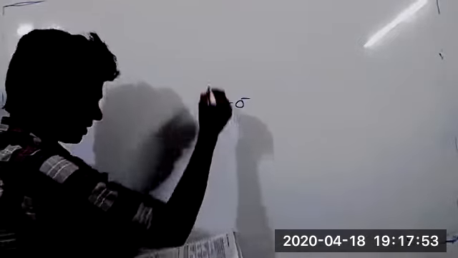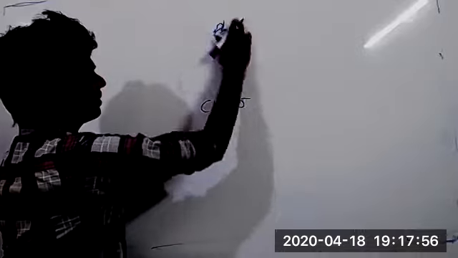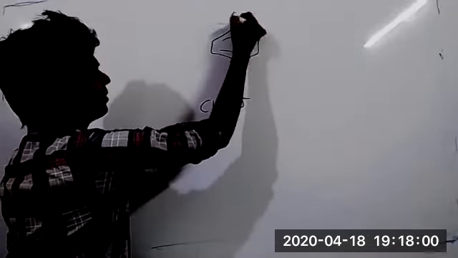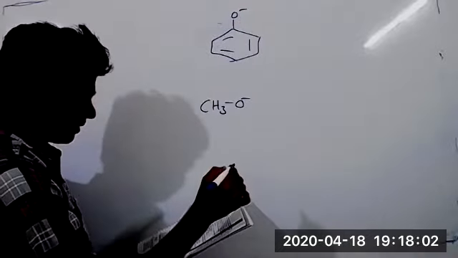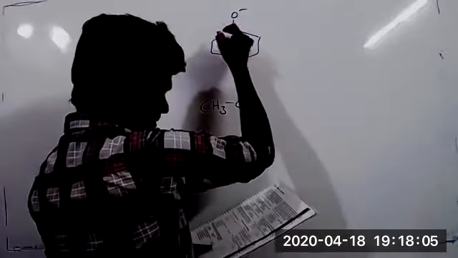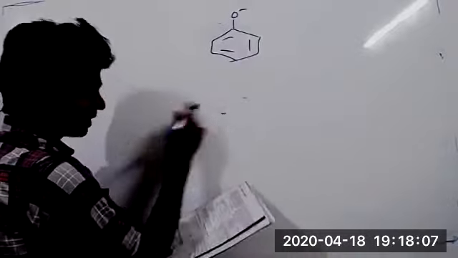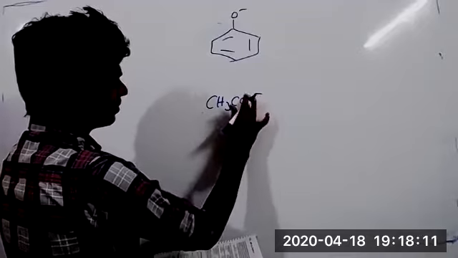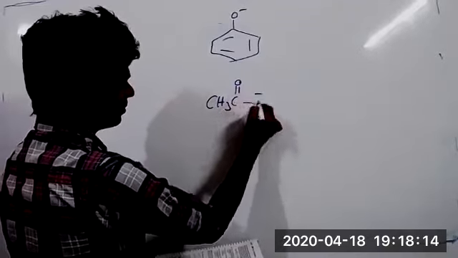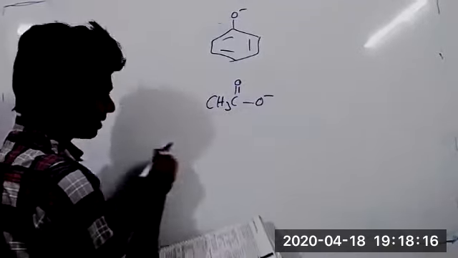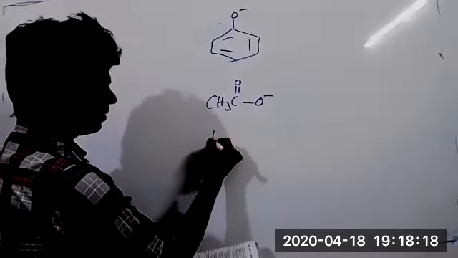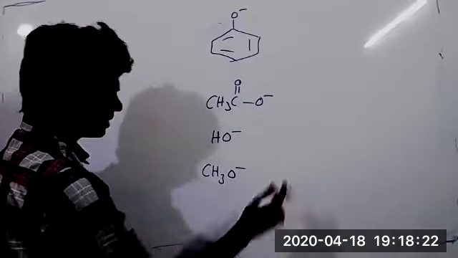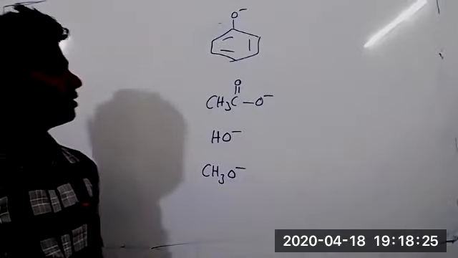Okay, first is phenyl, the phenoxide ion, O minus, and option B is next, the acetate ion, CH3COO minus, then OH minus, then CH3O minus. Which is more reactive?